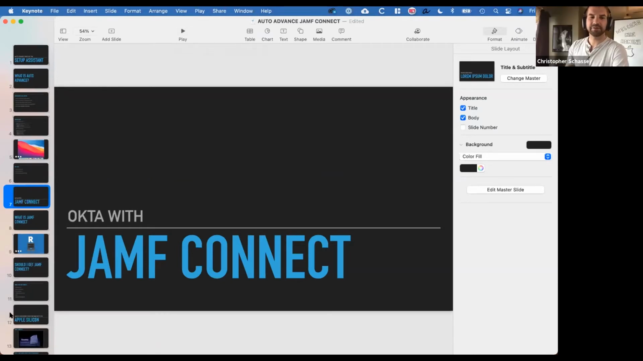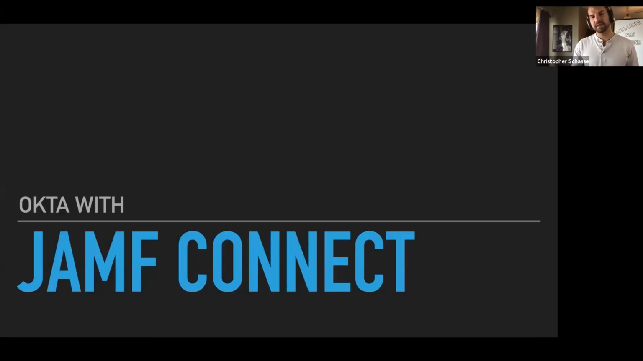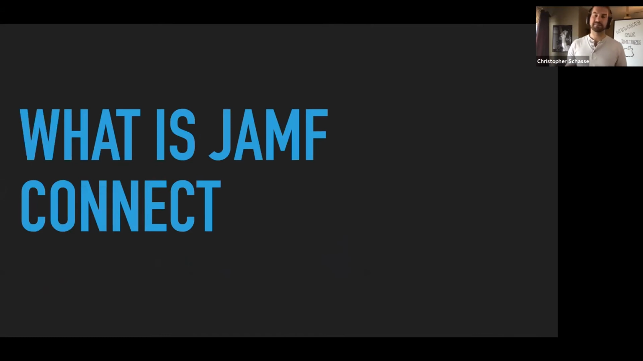So I'm going to get through the Jamf Connect stuff real quick. I know you probably know what Jamf Connect is already, and you've probably seen a lot of demos on it. But just to show you what I've set up there and some of the main settings that I use when I set up Jamf Connect. All right, so this is Okta with Jamf Connect. It looks a lot different if you use other identity providers. But first of all, what is Jamf Connect?